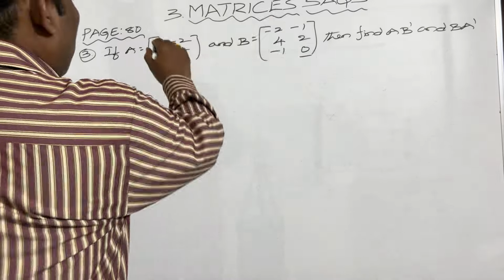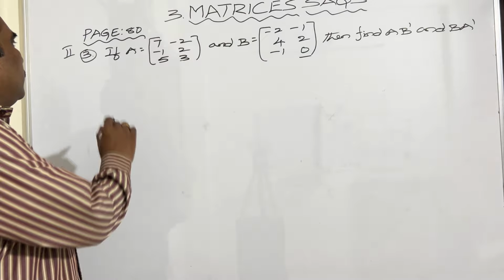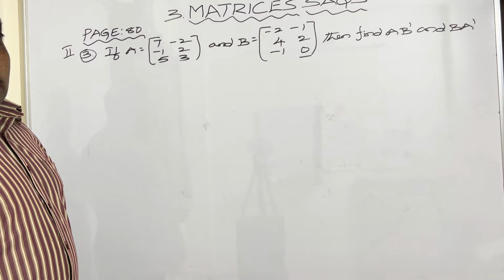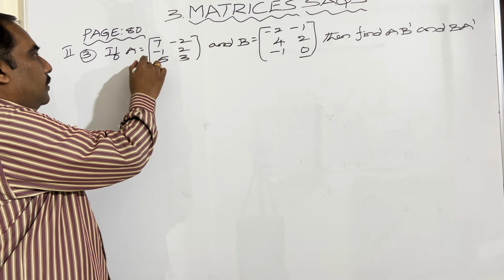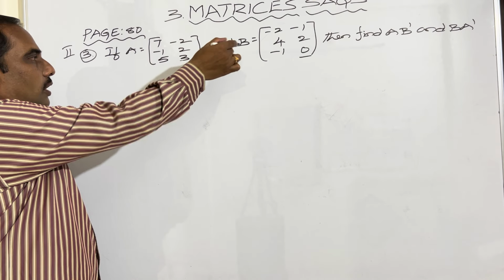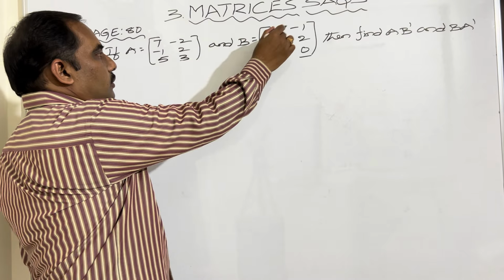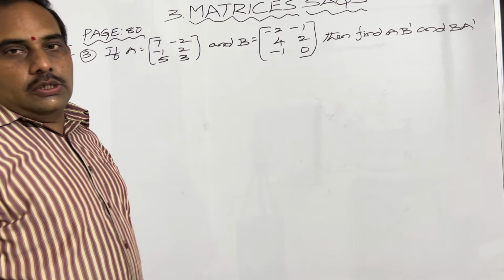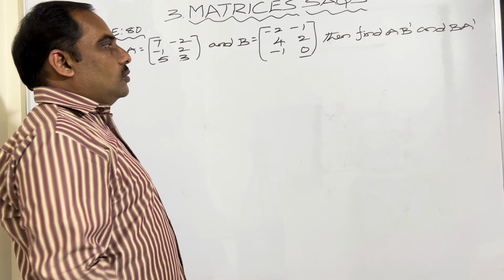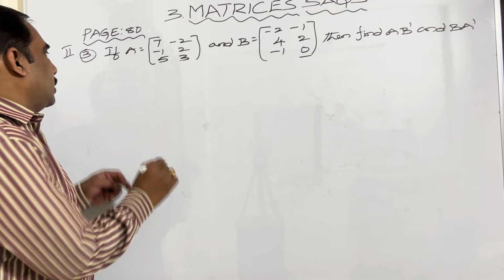In this video we are going to discuss matrices, SAQs, page number 80, section 2. Third problem: if A is equal to 7, minus 2, minus 1, 2, 5, 3 and B is equal to minus 2, minus 1, 4, 2, minus 1, 0, then find A into B transpose and B into A transpose.